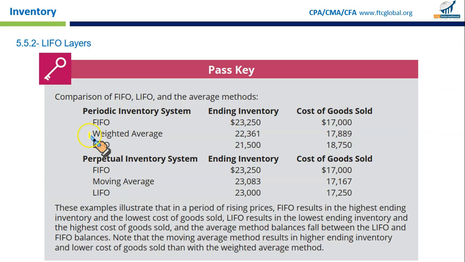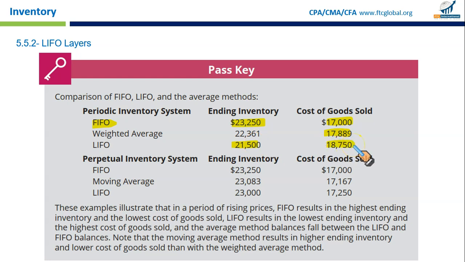That's important. So here we have the summary of all. Under periodic FIFO, you can see your ending inventory is the highest. When prices are rising, FIFO shows the highest ending inventory and the lowest cost of goods sold, thereby the highest profit. Weighted average, on the other hand, averages all inventory cost and provides a middle ground between LIFO and FIFO. And when you talk about LIFO, what you see here is that LIFO gives you the lowest figure for inventory and the highest figure for CGS.